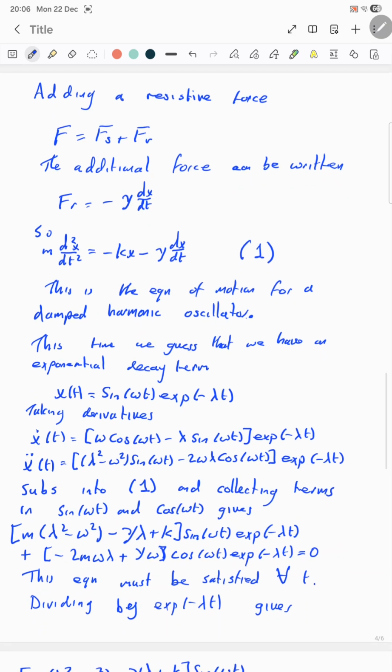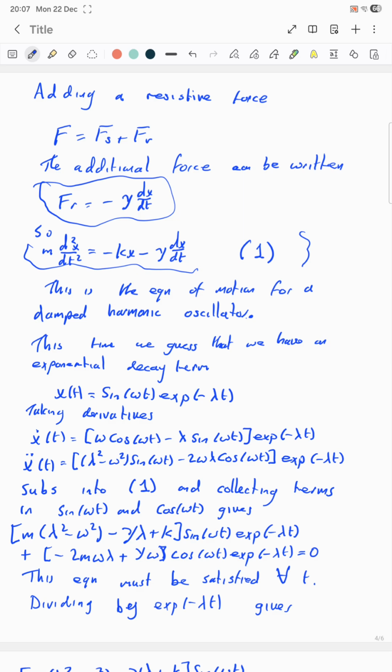Now we can add a resistive force to this. By adding a resistive force, we get F equals Fs plus Fr, where Fs is the force of the spring and Fr is the resistive force. So by Newton's law, we get this equation, which we call equation 1. This is the equation of motion for a damped harmonic oscillator.